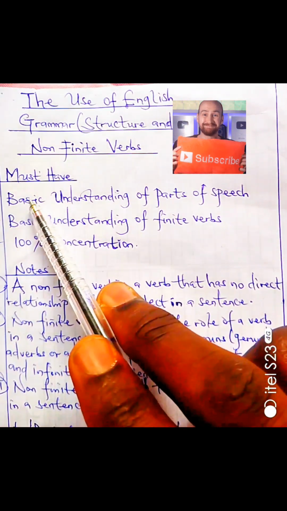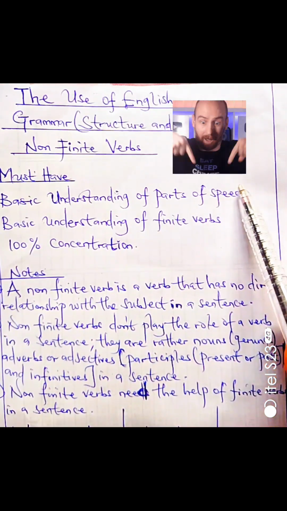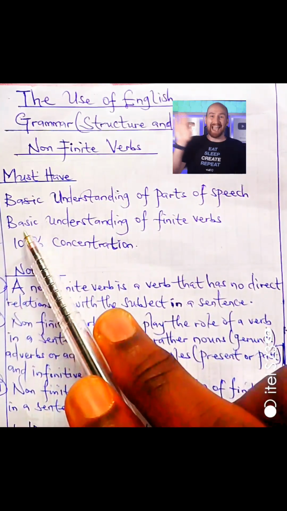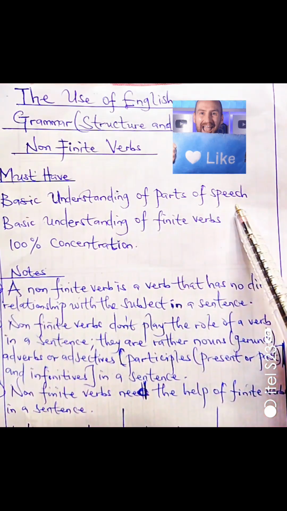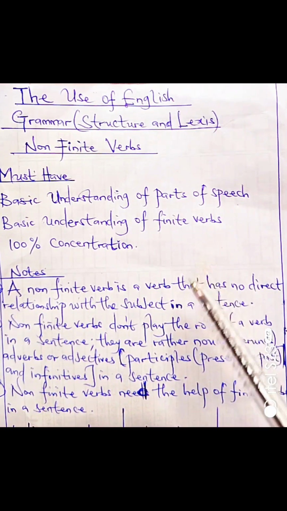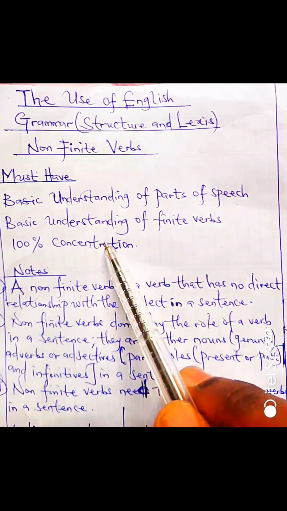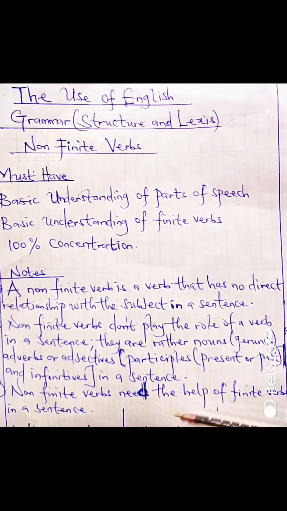The first is basic understanding of parts of speech. It's very important to know that. The next is basic understanding of finite verbs. We talked about that already in the previous edition. And the next is 100% concentration. Now, these are the things we must take note of.